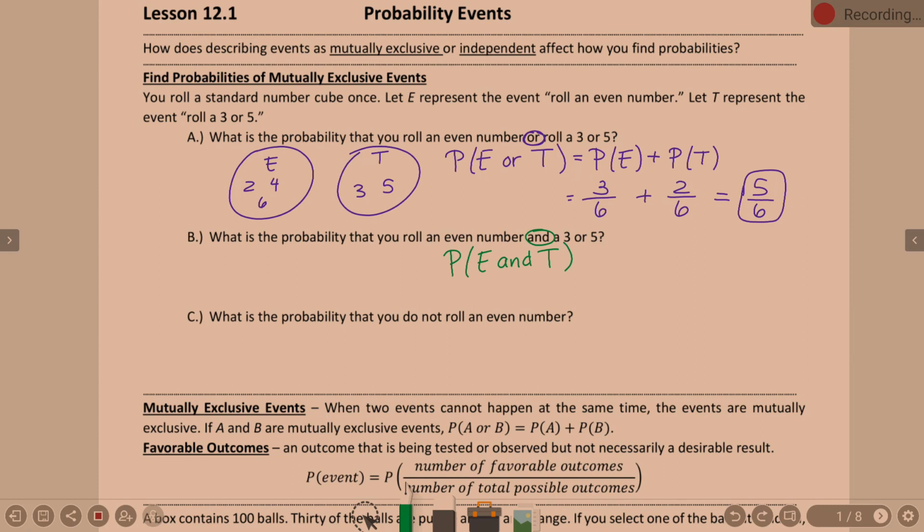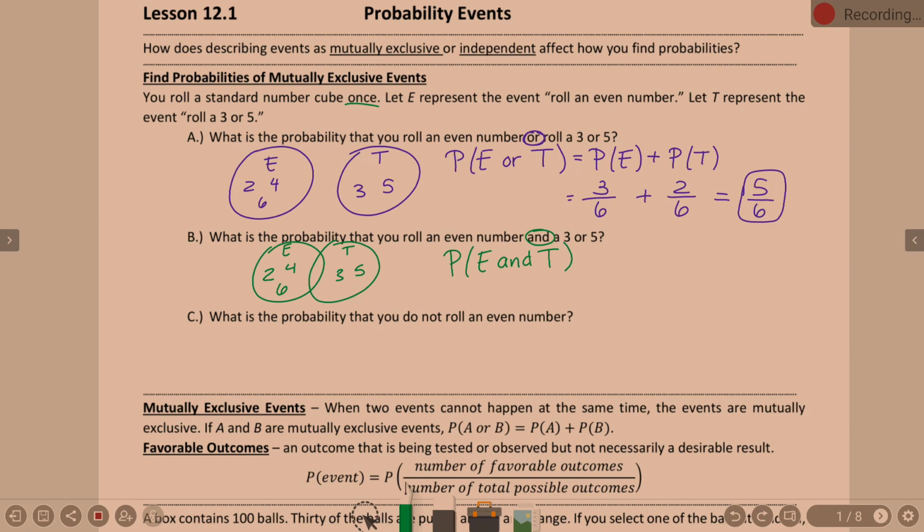If there was more than one roll, we could talk about being out of more possibilities, or we could talk about it multiplying. But this is still just you roll a standard number cube once, yes? Okay, we're rolling that standard number cube once, which means, okay, let me draw this in a different way. E was 2, 4, 6, yes? T was 3 and 5.